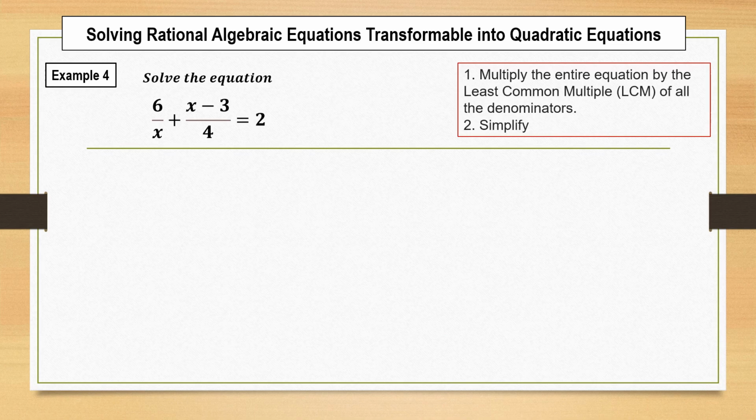Let's have another example. Solve the equation 6 over x plus (x minus 3) all over 4 is equal to 2. Now this is an example of a rational algebraic equation which can be transformed into a quadratic equation. So how do we transform it into a quadratic equation? We simply follow the steps written on the upper right corner of our slide.